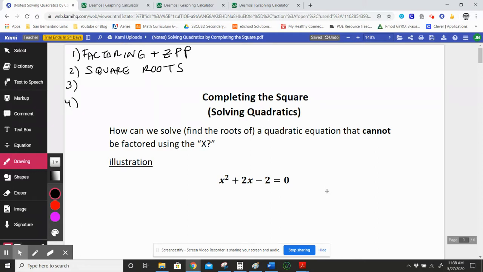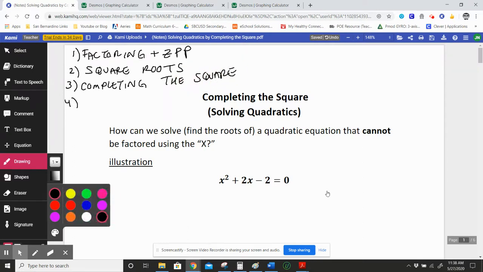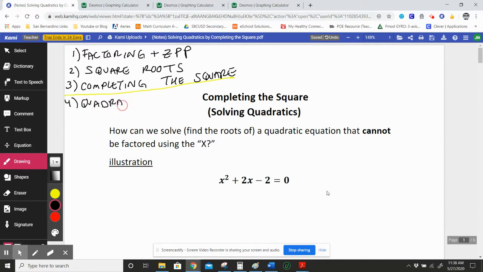The third one, which is what we're going to be talking about right now, is completing the square. I'm going to put a little underline here because this is what we're going to be talking about today. And the last method, which will be the last way to solve a quadratic equation, is the quadratic formula. We'll talk about what that is in the next lesson. But for right now, we're going to be focusing strictly on completing the square. What does that mean? And how do we solve quadratic equations with the method of completing the square?